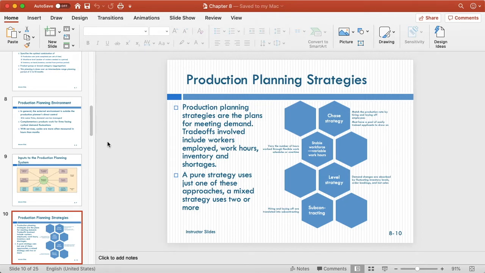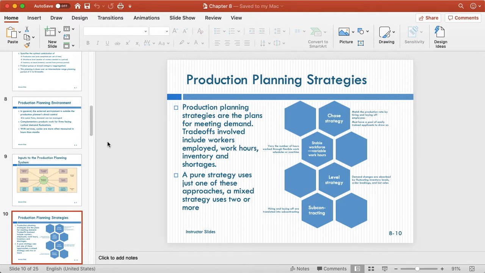So in order to get this very accurate production rate, you will pay the hiring or laying off cost. This is the trade-off within the chase strategy.